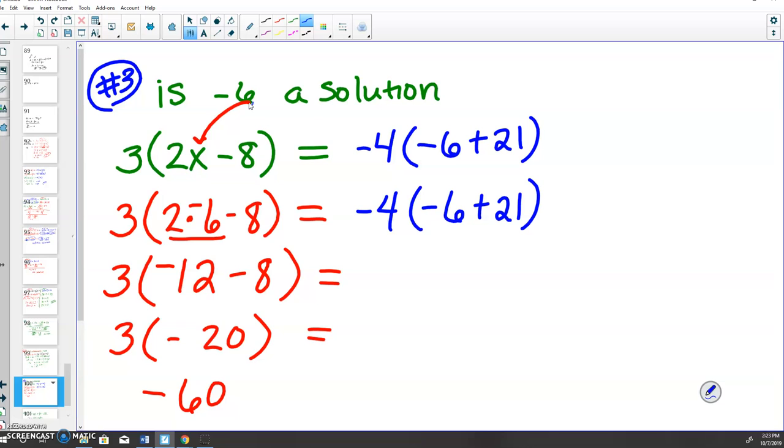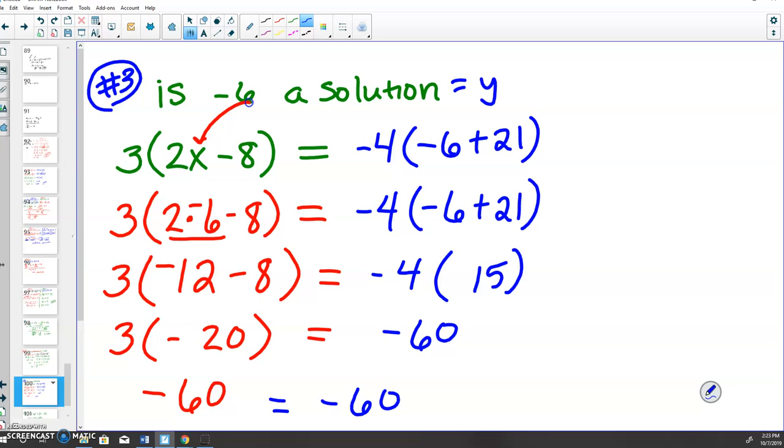There was no x, so I can just solve it. 21 minus 6. You could. You don't have to. It's solvable. What if you just put it in your calculator? 21 minus 6 is 15. 15 times negative 4 is negative 60. So does negative 60 equal negative 60? Very much so. Yes. So is 6 a solution?